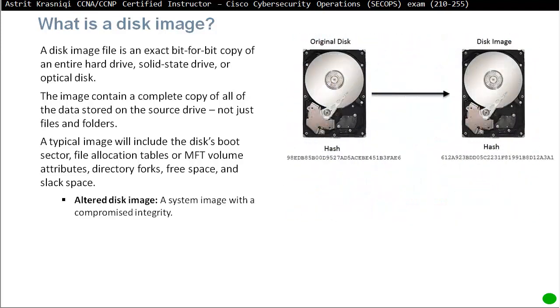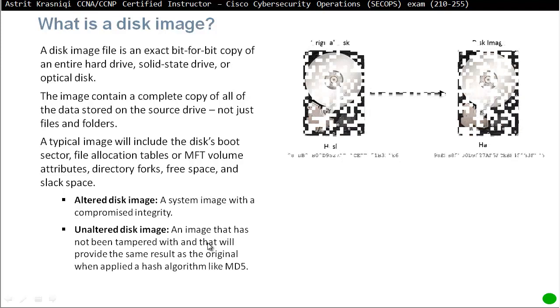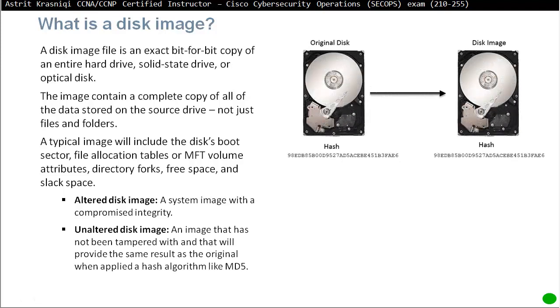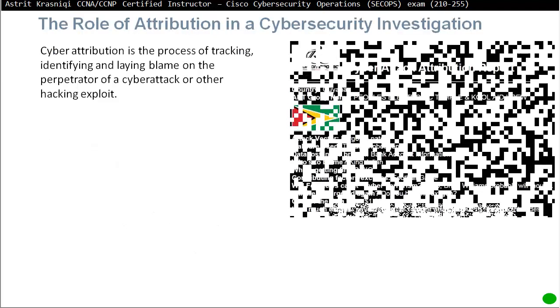So if you have the original copy and then you make a disk image, and on the original copy you run a hash and it generates a hash, and you run the same hash on the disk image and you get a different hash, then it's an altered disk image and obviously it's not going to be used. It cannot be used in court. An unaltered disk image, on the other hand, is an image that has not been tampered with and will provide the same result as the original when a hash algorithm like MD5 is applied.